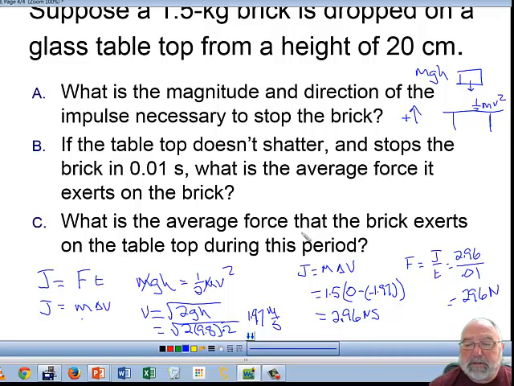Well, what's the average force that the brick exerts on the tabletop? How do I figure that out? Oh, Newton's third law. It says that if the table is applying a force of 296 newtons, then the brick must be applying the same force, but in the opposite direction.